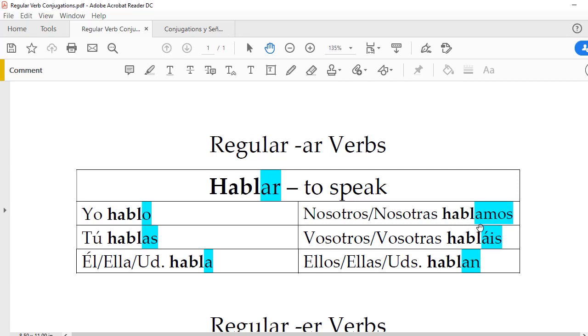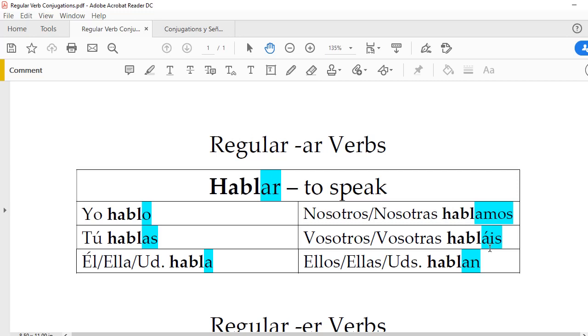Hablamos. Very similarly, vosotros, vosotras, this is you all. This is if you're speaking to a group of people and you're saying all of you are speaking. That is vosotros or vosotras habláis. Habláis. So our ending here is A with an accent, I-S. Don't forget that accent. That accent means that the second syllable is louder.